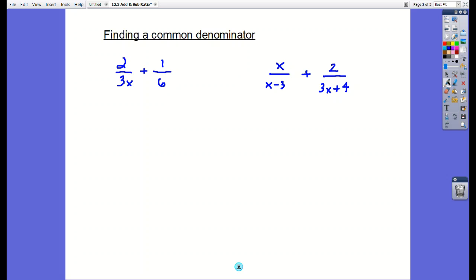So finding a common denominator, we've got two scenarios that I put up here. One of them is with monomials, meaning there's just one term in each fraction. This is going to look very similar to what you guys have done in the past. So if we're finding the least common denominator, LCD for least common denominator, for your numbers, start with your numbers. Numbers is just like a normal fraction. So what is the least common denominator of 3 and 6? Ignore the x for right now.